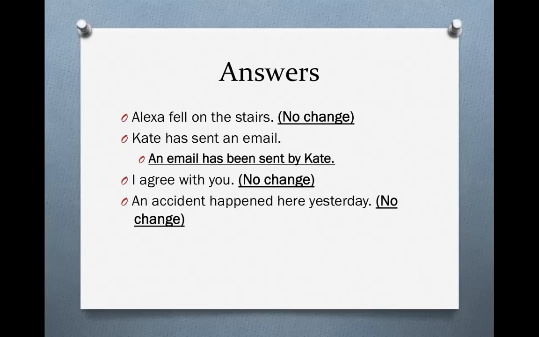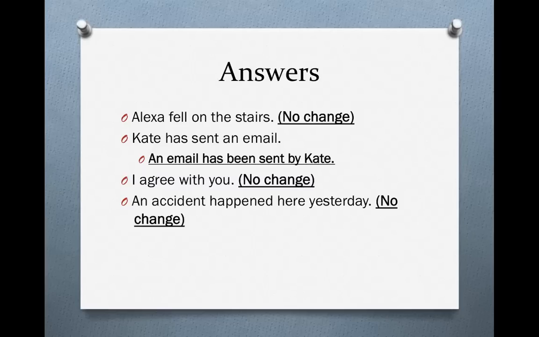An accident happened here yesterday. No change. Why? There's no noun after happened. Happened is an intransitive verb. What comes after happened? Here. What is here? It's an adverb that tells us where. So there's no way to change this.